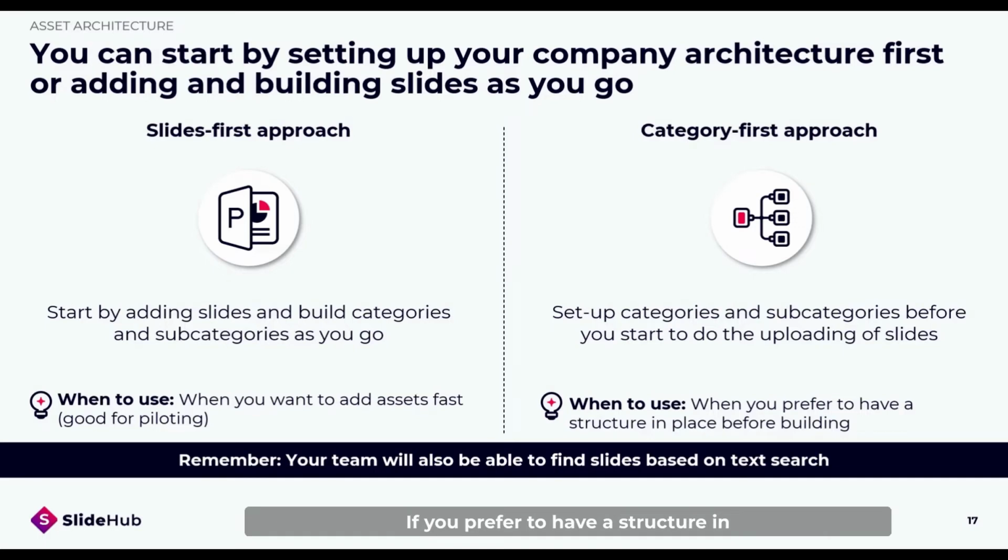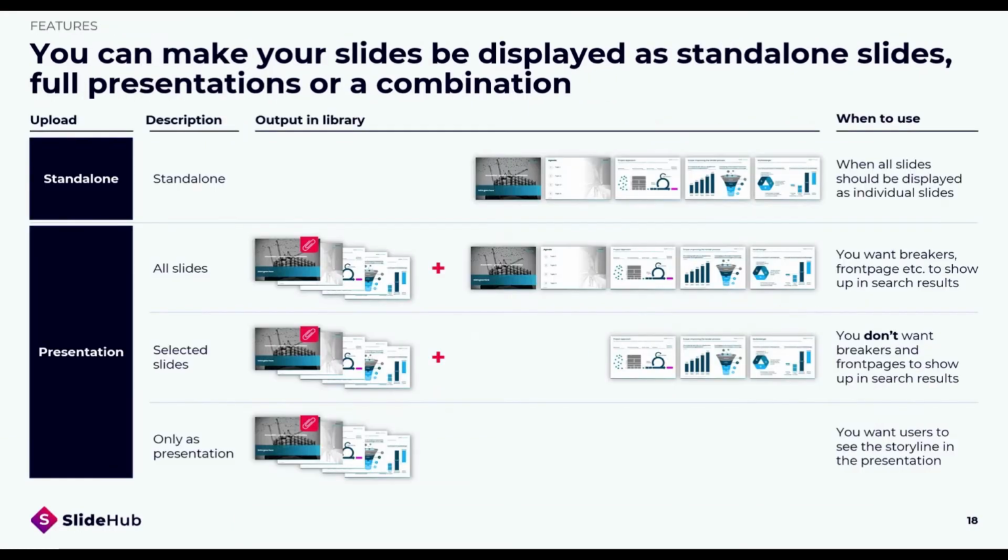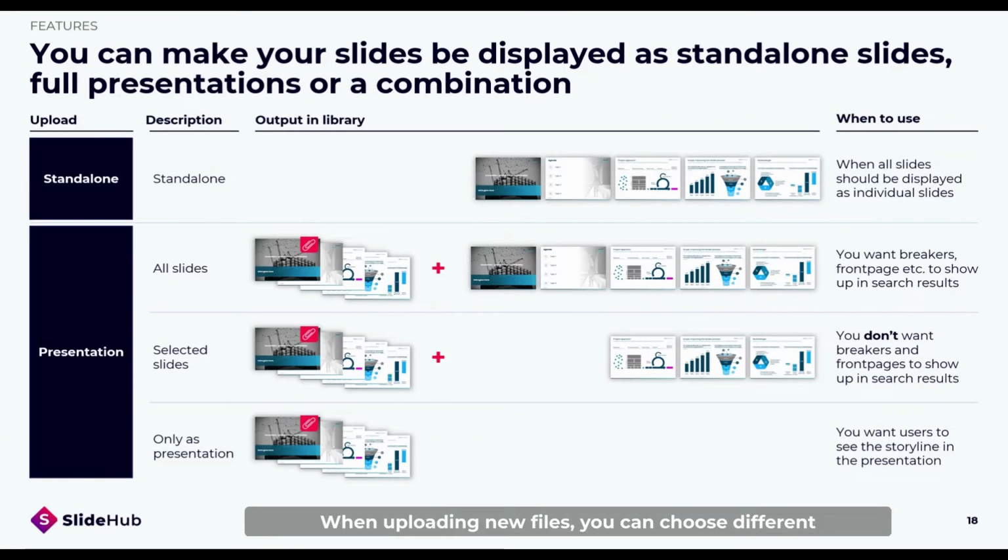If you prefer to have a structure in place first, you can also set up categories and subcategories before you start uploading your slides. When uploading new files, you can choose different ways to add them to your library, either as standalone slides, which uploads each one separately, or as a presentation, allowing you to customize and select which slides to include.